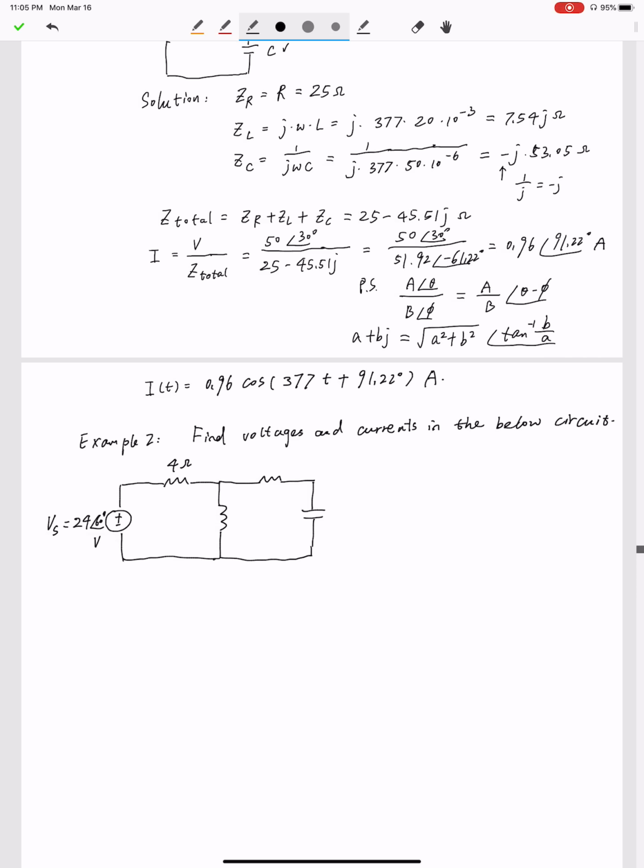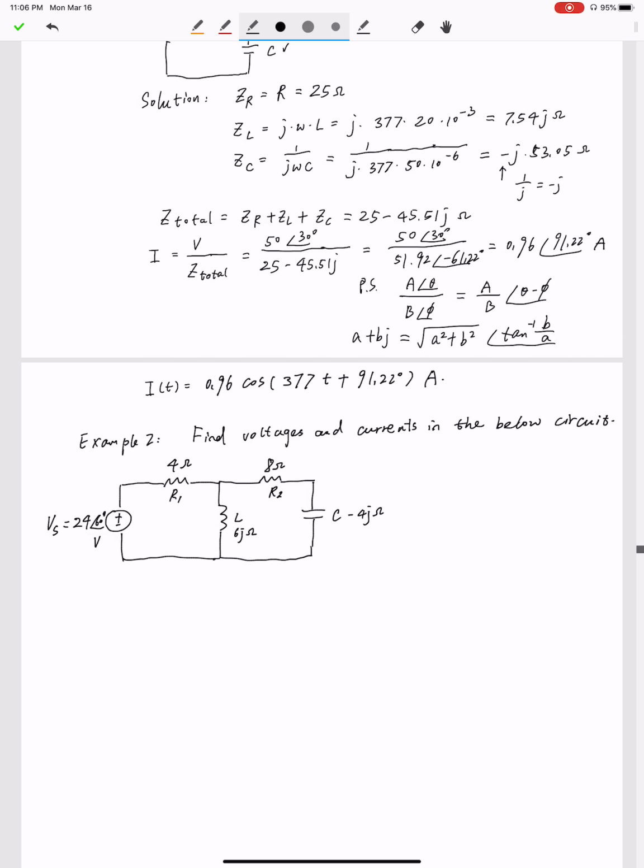The impedance of the first resistor R1 is 4 ohms. For the second resistor R2, the impedance is 8 ohms. For this inductor, the impedance is 6j ohms. For this capacitor, the impedance is minus 4j ohms.